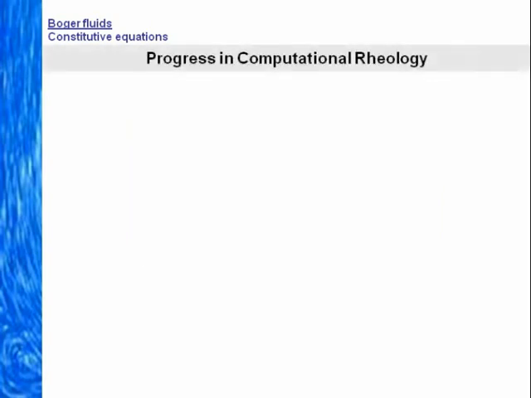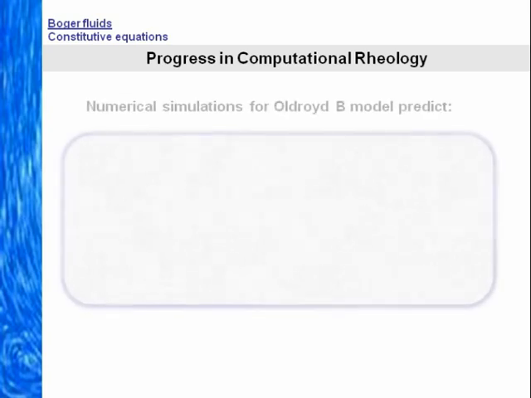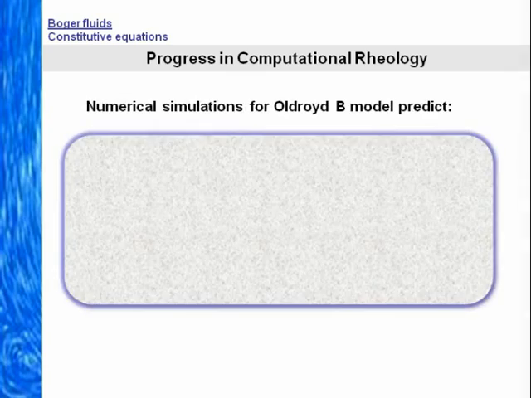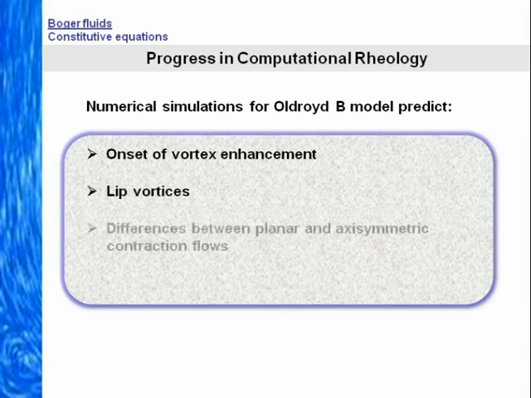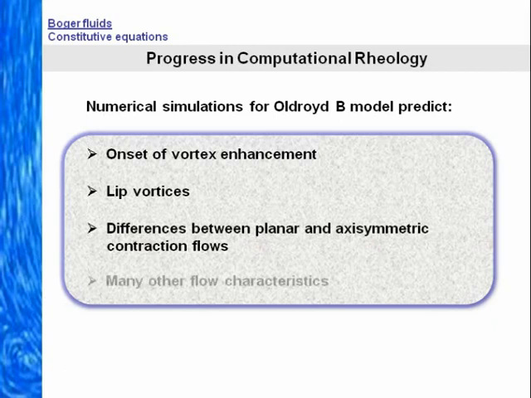Over the last 25 years or so, there has been impressive progress in computational rheology, and numerical simulations for the Oldroyd B model are now able to predict the onset of vortex enhancement, the appearance of lip vortices, the provocative differences between planar and axisymmetric contraction flows, and many of the other flow characteristics we described earlier.